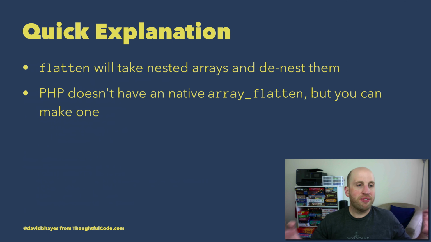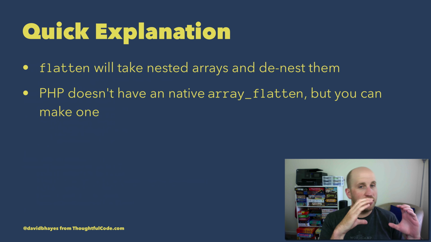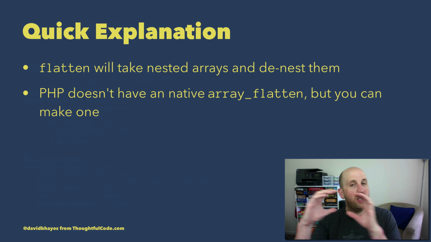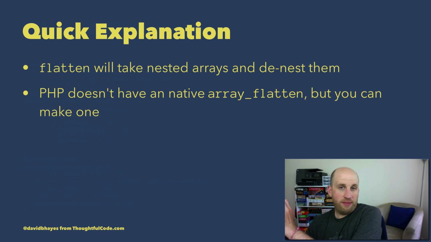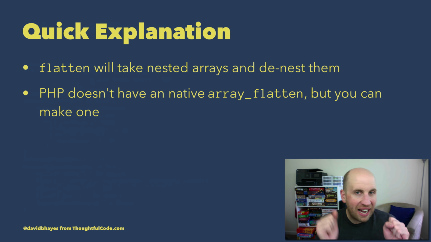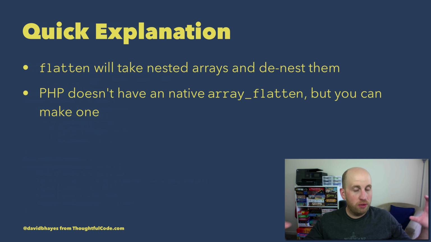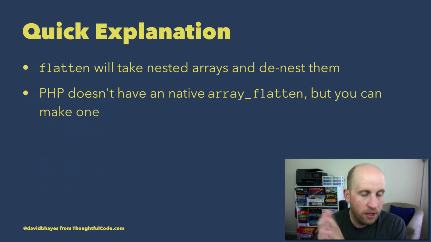So to say that a different way, I have an array that contains an array that says 1, 2, followed by a new array that says 3, 4, followed by a new array that says 5. And the desired outcome is that I have an array that just says 1, 2, 3, 4, 5, rather than an array that has an array that says 1, 2, and another array that says 3, 4, and another array that says 5. So flatten effectively does that.